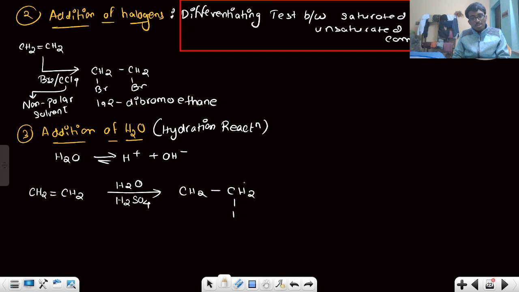So let me write it in a formal way. This will become CH3, and here the OH will attach. It will become this. Clear? Doubt? No doubt? None? Clear? Ethylene? Understood? Very good.